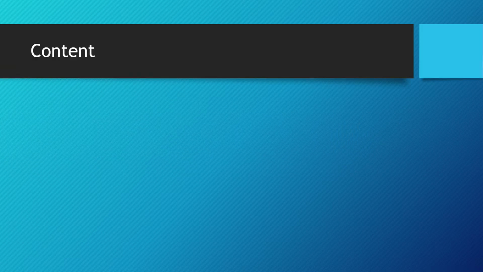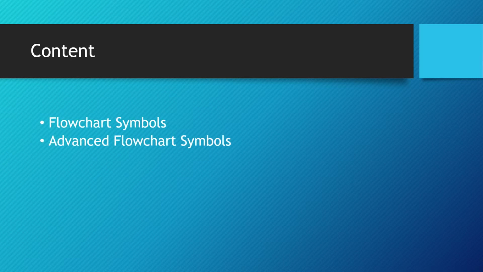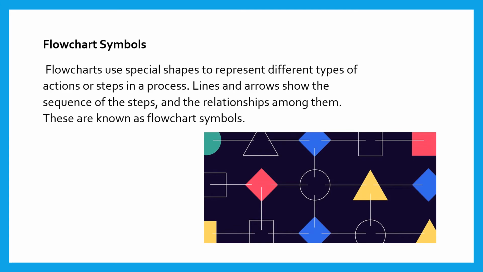Here is what we are covering in this chapter: flowchart symbols and advanced flowchart symbols. What are flowchart symbols? Flowcharts use special shapes to represent different types of actions or steps in a process. Lines and arrows show the sequence of the steps and the relationships among them. These are known as flowchart symbols. Different flowchart shapes have different conventional meanings. The meanings of some of the more common shapes are as follows.